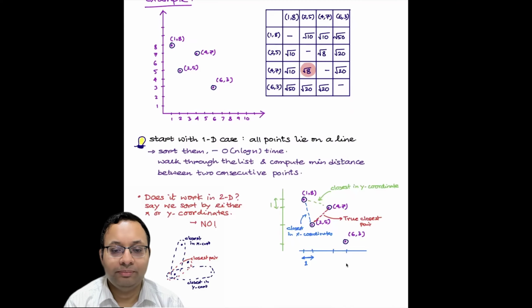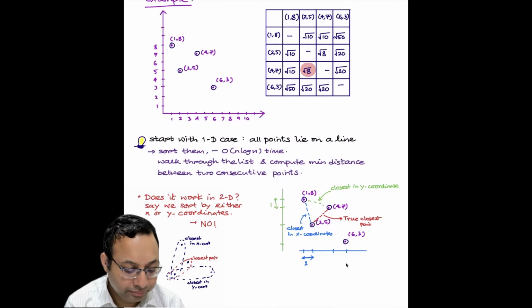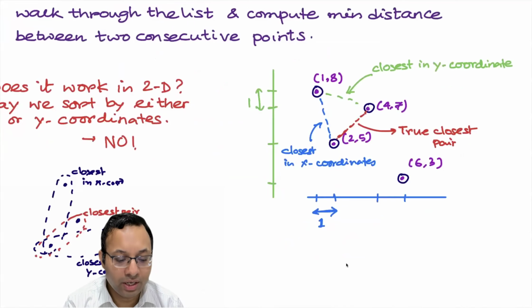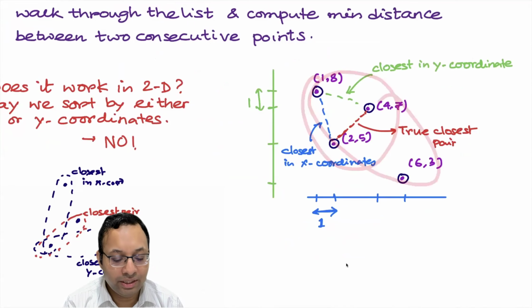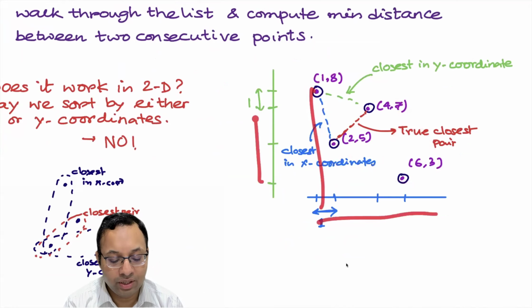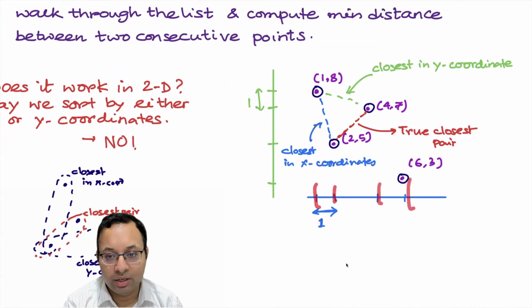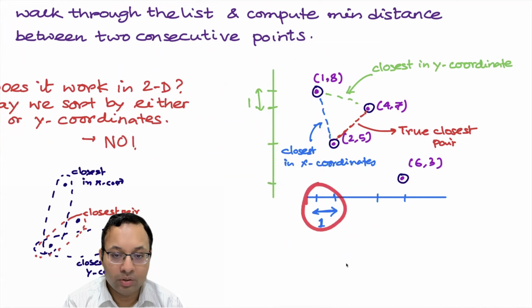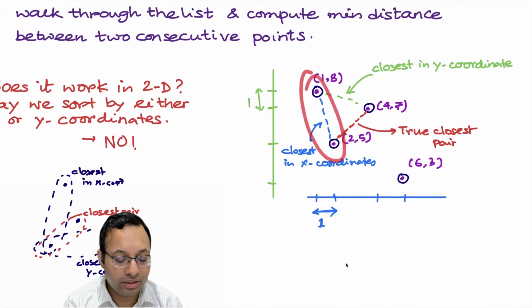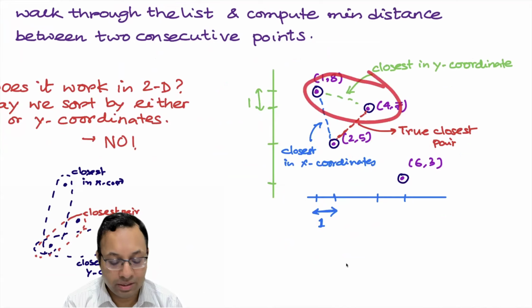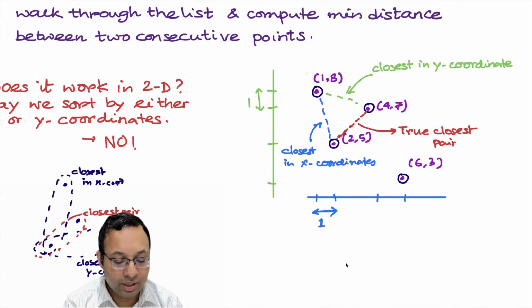Again, pause and think a bit. You realize it does not. Take the same 4 points and their projections on the x-axis and y-axis. These 2 points are closest on the x-axis, and these 2 points are closest along the y-axis. But the true closest pair, which we have seen already, is these 2 points. That pair is neither closest in x-coordinate nor in y-coordinate, but when you take both dimensions together, it becomes the closest one.